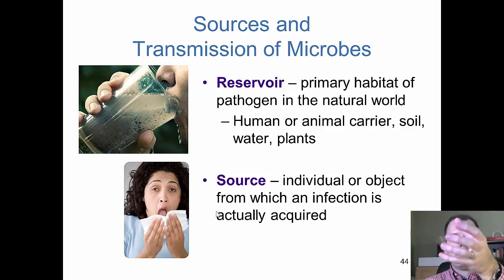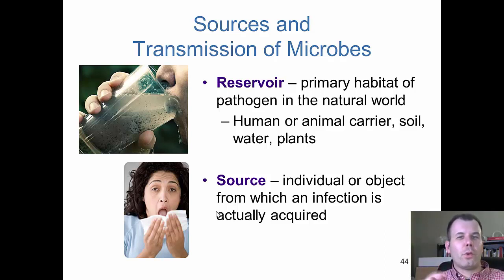So let's say that person drank some dirty water, got an E. coli infection, didn't wash their hands after they used the bathroom, and then they prepared your food in the cafeteria, then you ate that food, now you got the infection. So that would be a source. You got it from the cafeteria person, but the reservoir was the water that they drank that originally gave them the infection. And so that's how these things get passed.